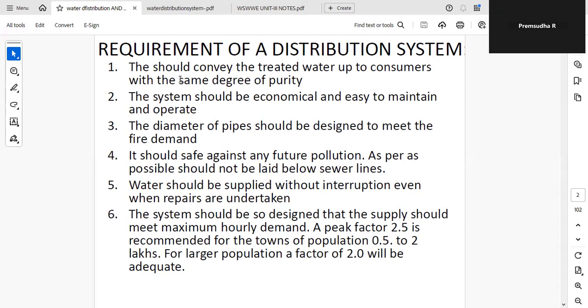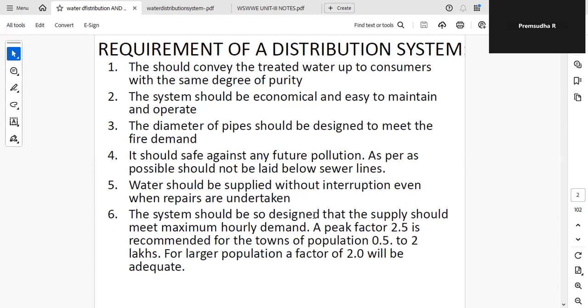So what are all the requirements of a good distribution system? They should convey the treated water up to the consumer with the same degree of purity. The system should be economical and easy to maintain and operate. The diameter of the pipes should be designed to meet the fire demand. It should be safe against any future pollution. As far as possible, it should not be laid below the sea level. The water should be supplied without interruption, even when repairs are undertaken.